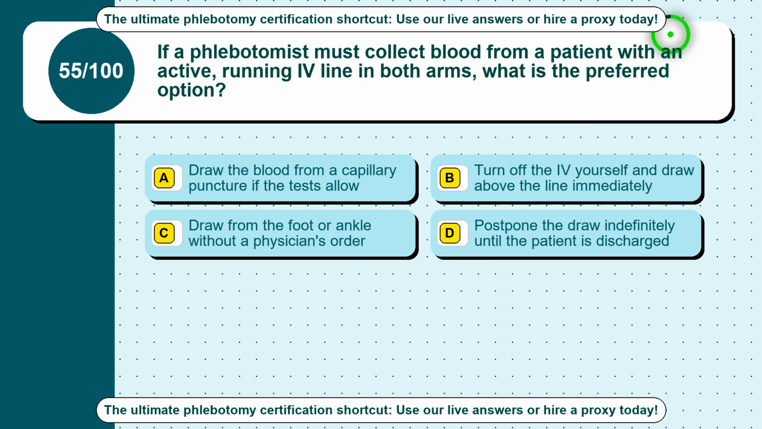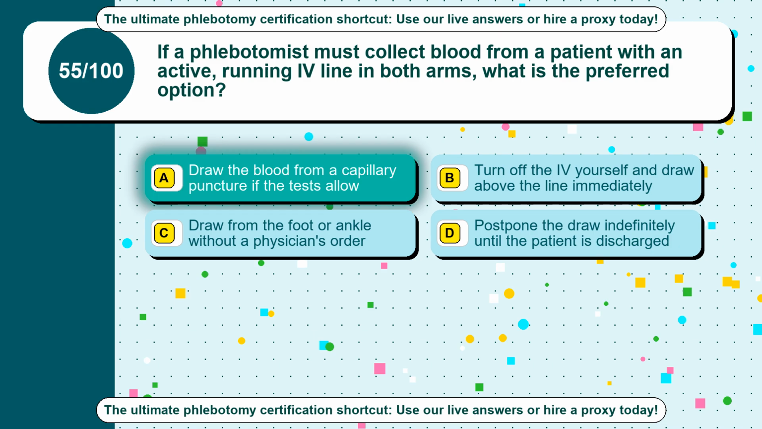Question 55. If a phlebotomist must collect blood from a patient with an active, running IV line in both arms, what is the preferred option? Option A, draw the blood from a capillary puncture if the tests allow. Option B, turn off the IV yourself and draw above the line immediately. Option C, draw from the foot or ankle without a physician's order. Option D, postpone the draw indefinitely until the patient is discharged.